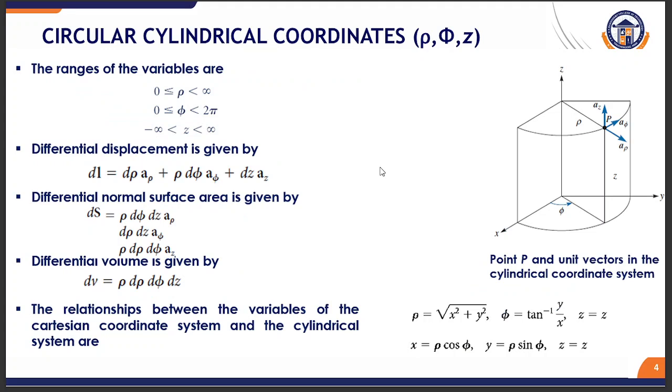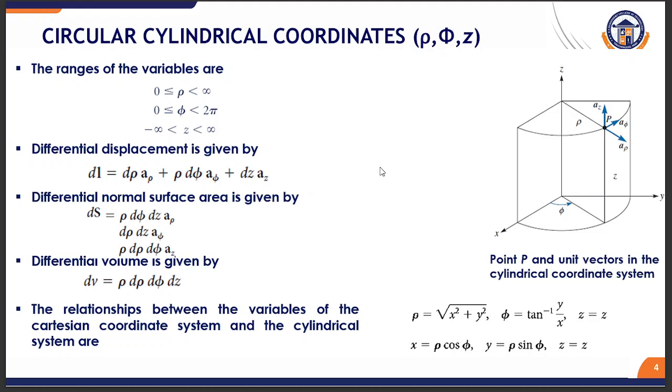Then the next one is the circular cylindrical coordinate system. It has three variables: rho, phi, and z. This system is ideally suited for problems with axial symmetry, as I told already, such as analyzing the fields around a straight wire or within a coaxial cable.